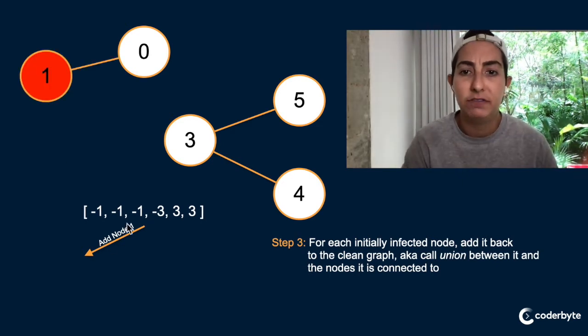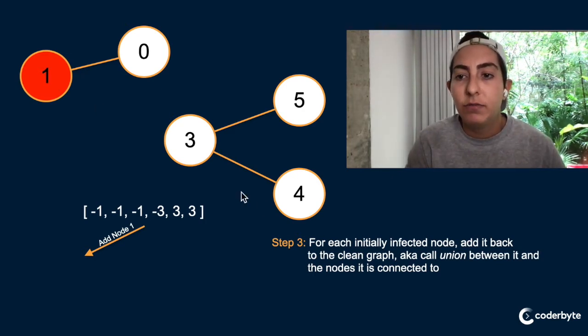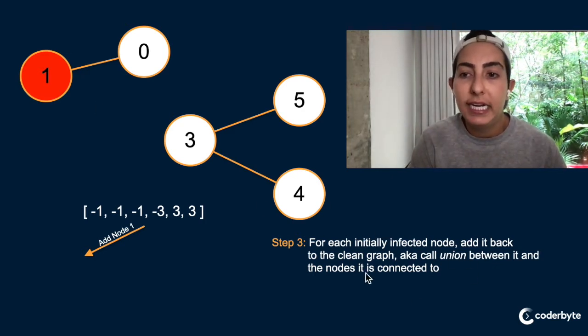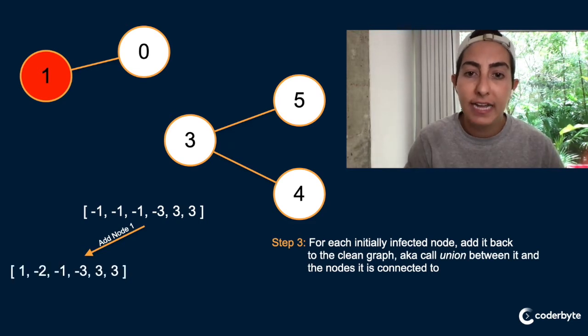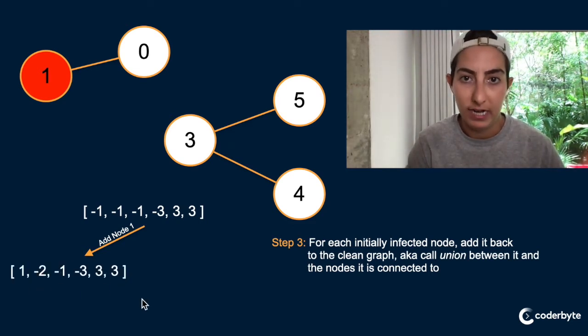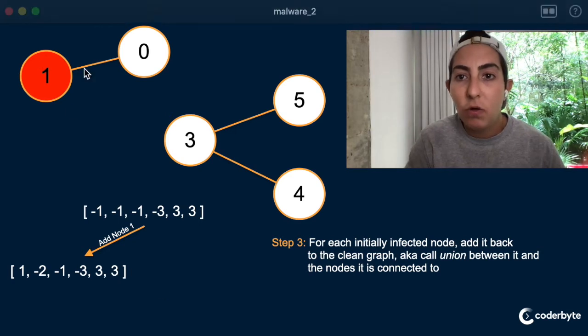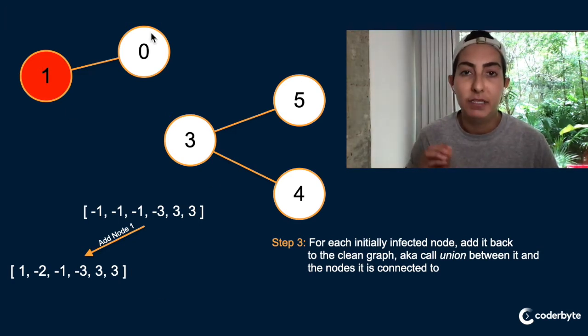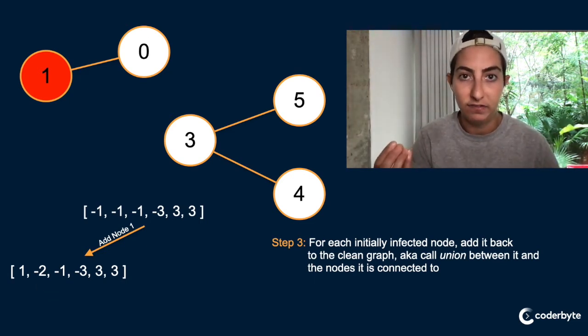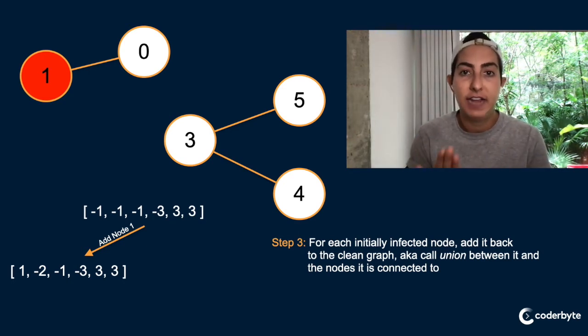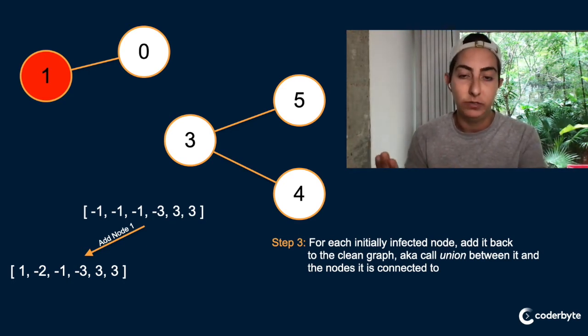So let's see what happens if we add node 1. What did I say? We're going to call union between it and the nodes it's connected to. So that would mean that we're going to call union between 0 and 1, and that's the new disjoint set array that's tracking that. Because we only want to know what happens if we add one at a time, because we want to know which one to remove. So we want to keep track of the effect each infected node will have on the network individually.